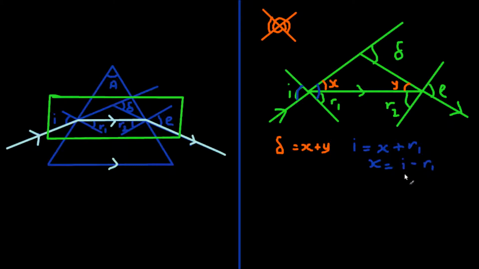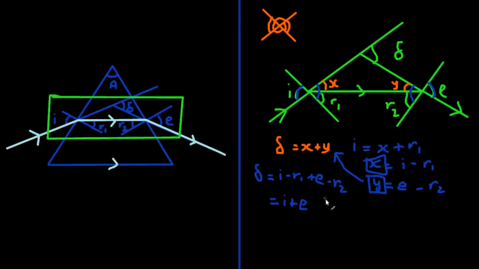We've equated this to x, and if you do the same thing for angle of emergence in this whole angle here, you're going to get y is equal to e minus r2. Same thing. If we just put these two values, x and y, into this equation here, what we get is that delta is equal to I minus R1 plus E minus R2. So we can write this as I plus E minus R1 plus R2. We're taking the minus common here. This is what you get.